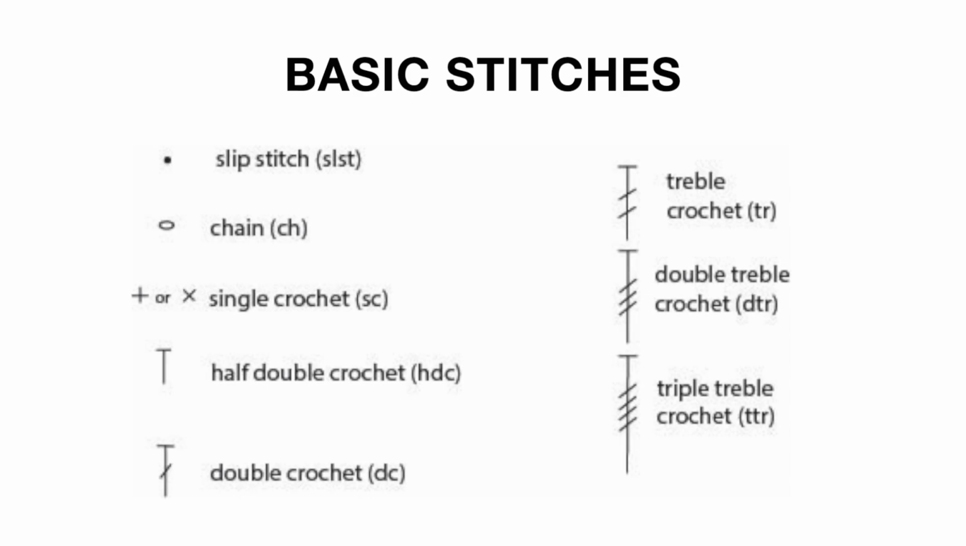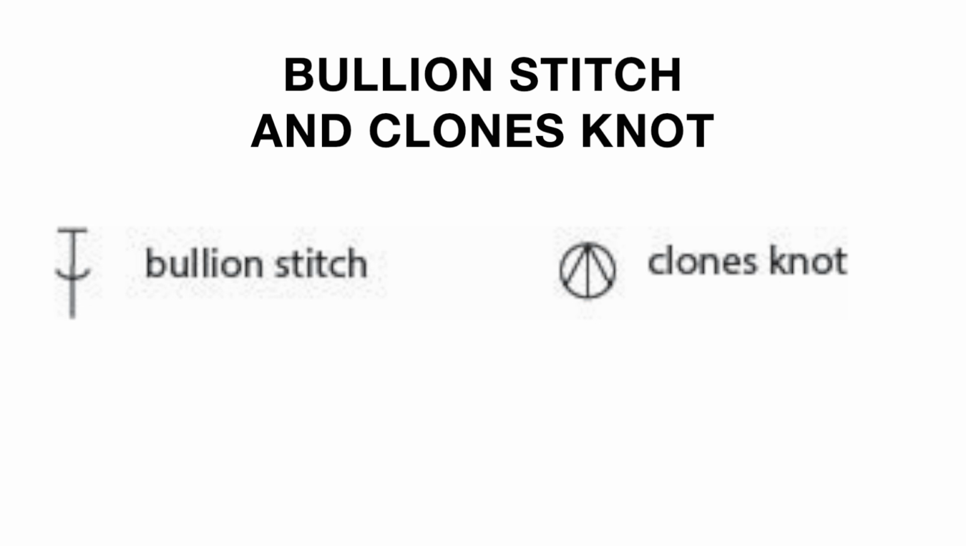We begin with the basic stitches, starting with slip stitch and chain. Notice single crochet can be symbolized in two different ways. Then we have the half double crochet, double crochet, treble crochet, double treble crochet, and triple treble crochet. These are the symbols for bullion stitch and clones knot.